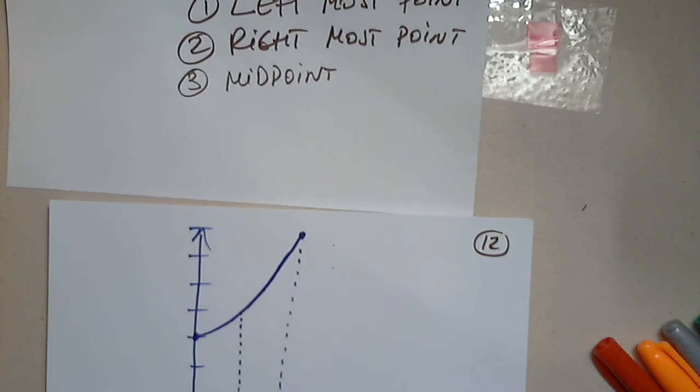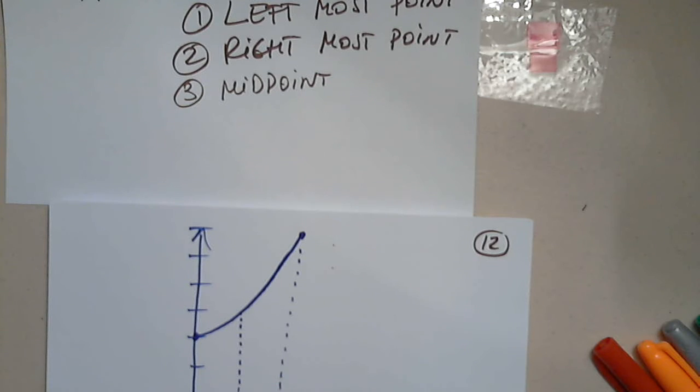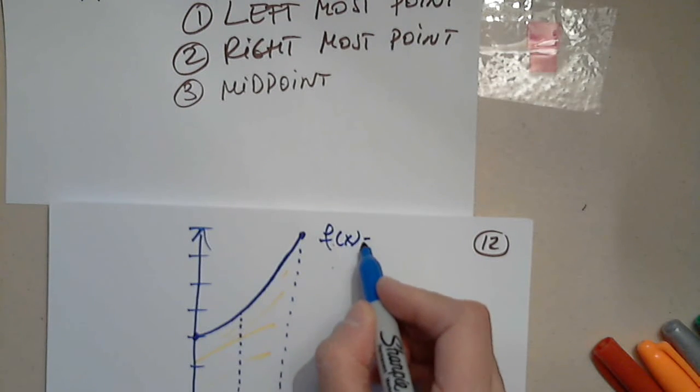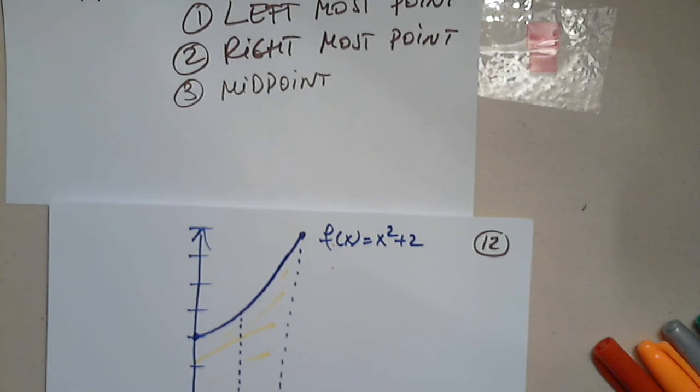The interval is 0 to 2. And I'm interested in determining the area. What area? I don't want to just shade it in. It's this area. This is what I want to determine: the area under the graph of x squared plus 2 between the x-axis and the graph of the function.